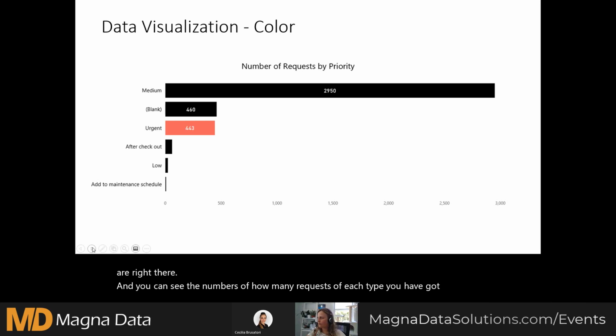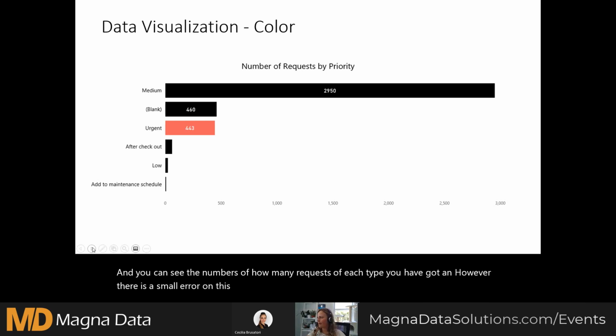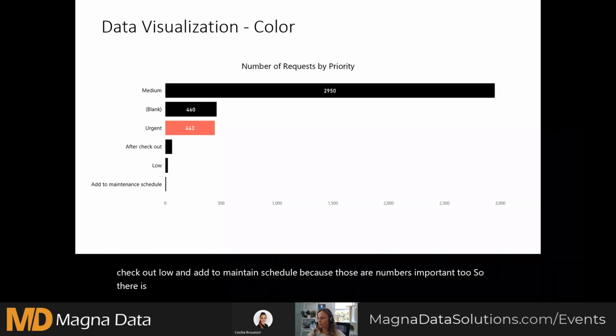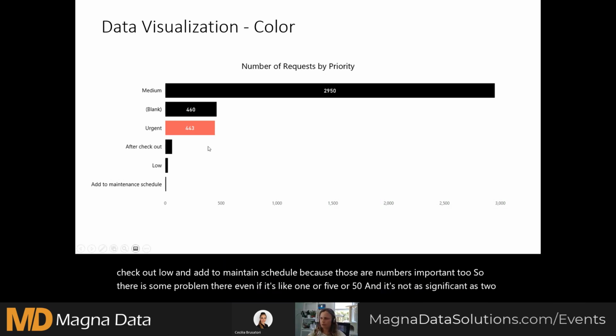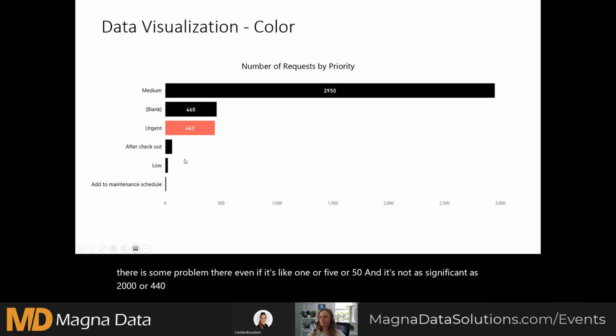However, there is a small error on this report. I should have added in black the numbers for after checkout low and add to maintenance schedule, because those numbers are important too. So there is some problem there, even if it's like 1 or 5 or 50, and it's not as significant as 2,000 or 443 urgent requests. So this is up to your choice if you want to focus on those numbers too or not.